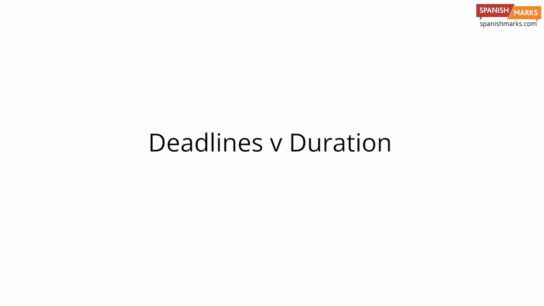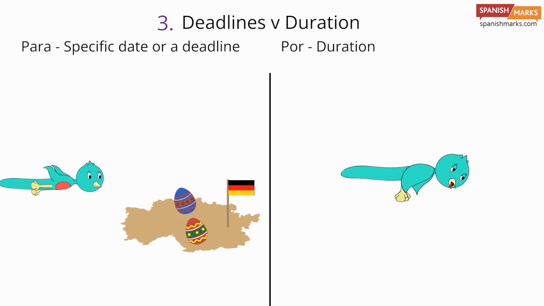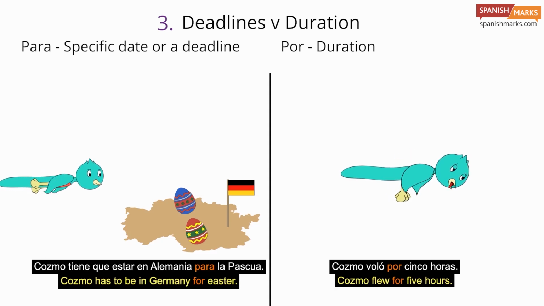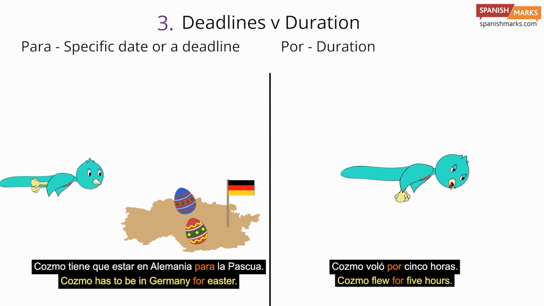Number 3. Deadlines versus duration. Para is used to refer to a specific date or a deadline. Cosmo tiene que estar en Alemania para la Pascua. Cosmo has to be in Germany for Easter. Por is used to describe the duration of something. Cosmo voló por 5 horas. Cosmo flew for 5 hours.